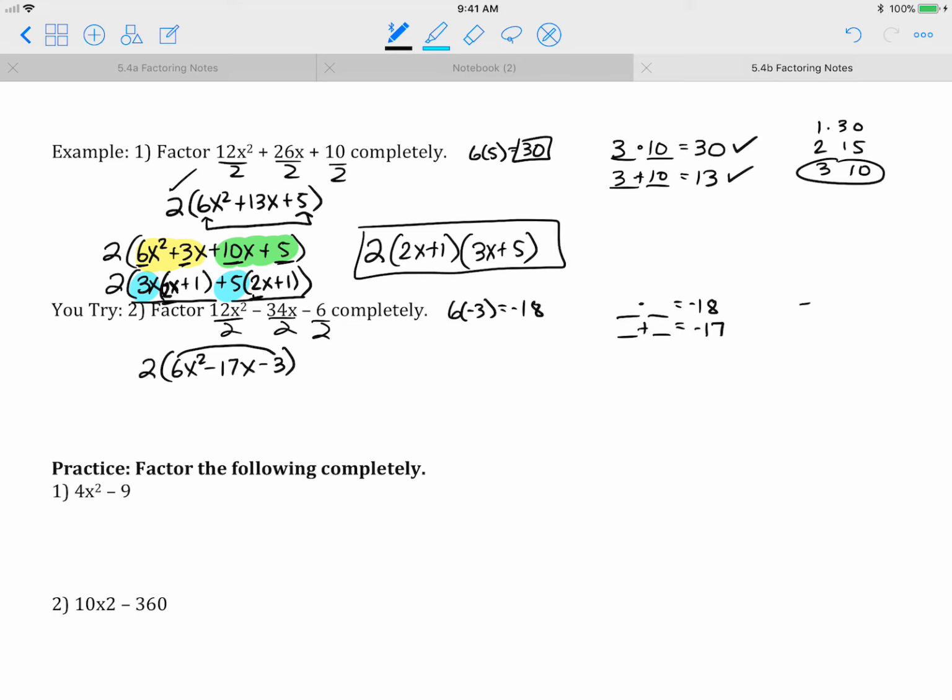Okay, so list out the factors. We have negative 18 and 1. Oh, that's it. It didn't take us long. Negative 18 and 1 works, right? Negative 18 times 1 is negative 18, and negative 18 plus 1 is negative 17. So I'm going to rewrite this, splitting up that middle term into negative 18 and positive 1, and then bring down that minus 3.